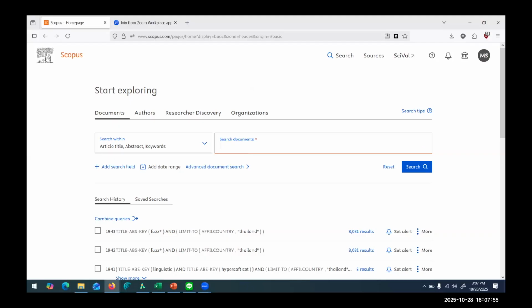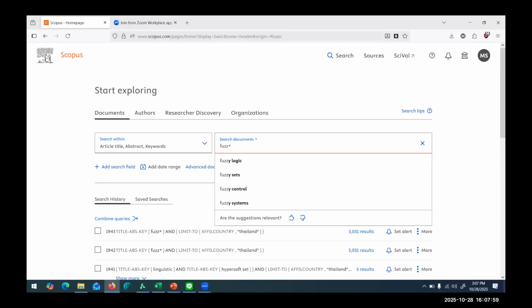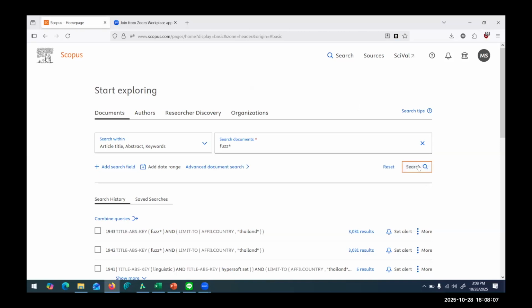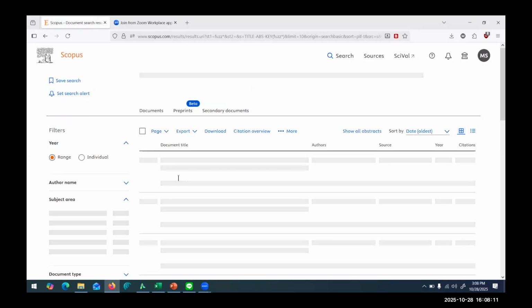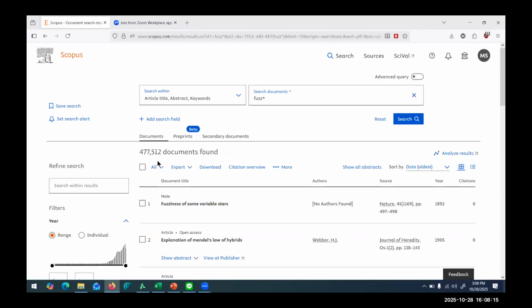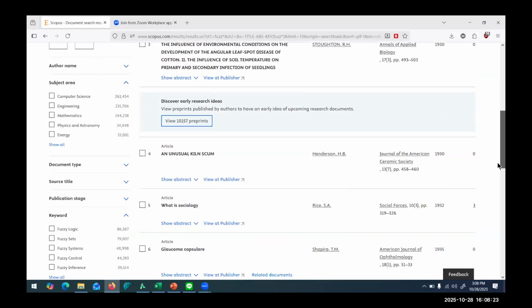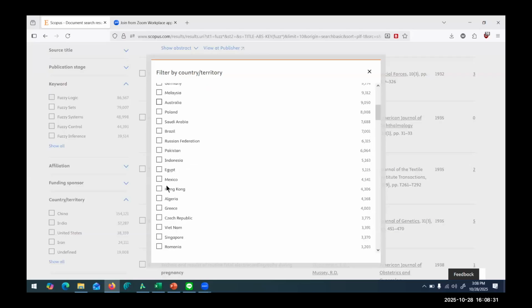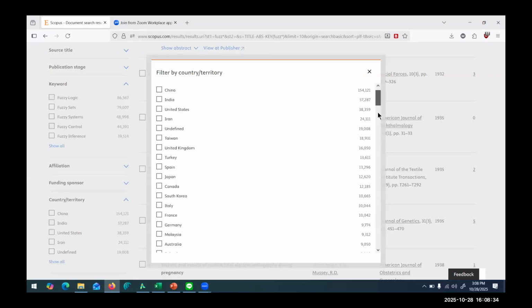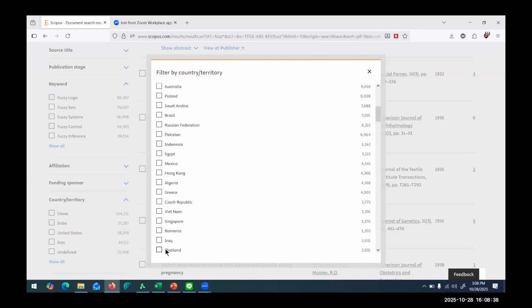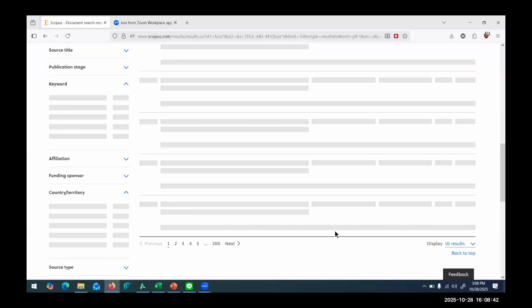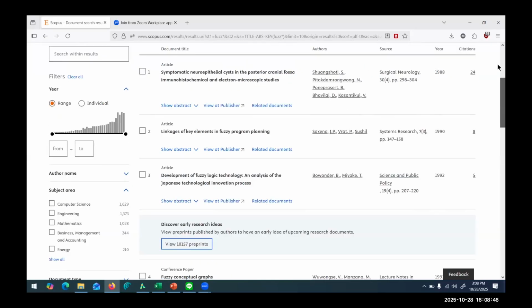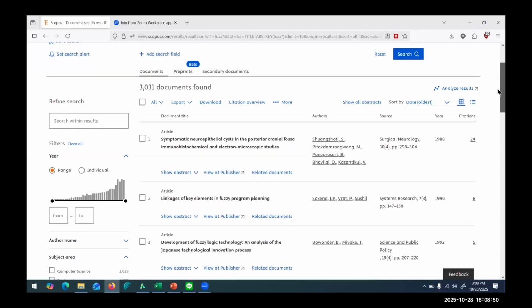So to search in this database, we use the star. The star means whatever comes next, fuzzy logic, sets, controls, or systems. So we are going to search all this data collectively. Here we can see that 77,512 documents are found to date. So we scroll down, we go to the countries and territories, and here we will find Thailand. Thailand is currently at 3,031 documents to date.